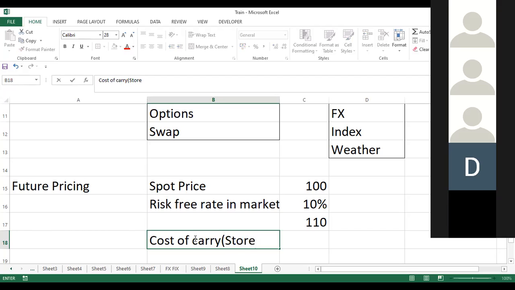Can you see my Excel file, right? Yes, sir. Okay.